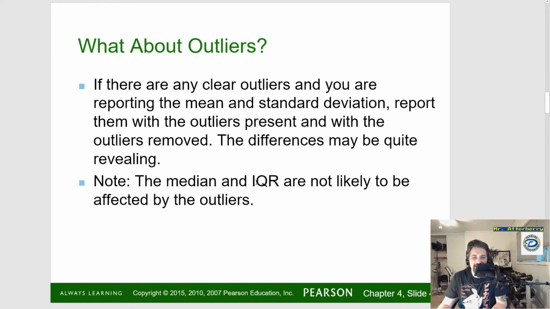Just a quick note, median and IQR are not likely to be affected by the outliers. The median and IQR are usually not affected at all by the outliers, usually. Okay. All right. Moving on.